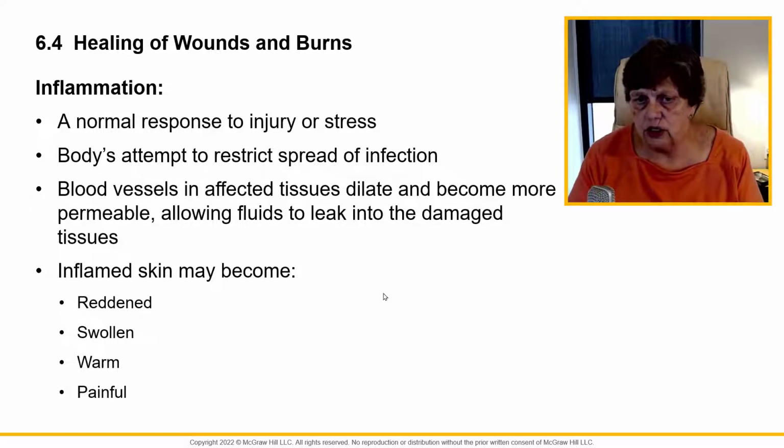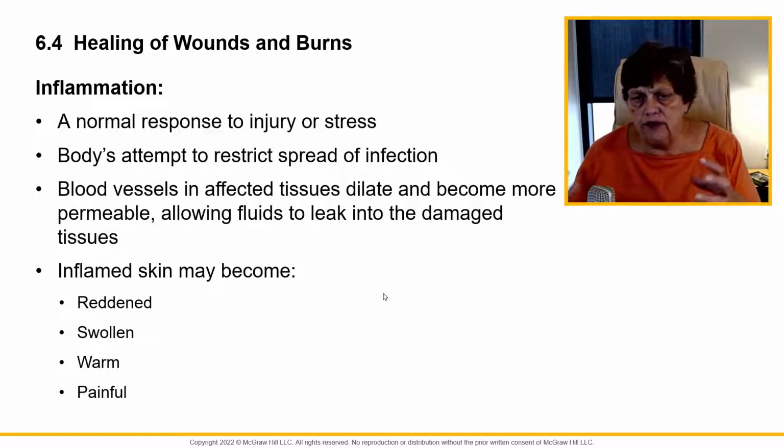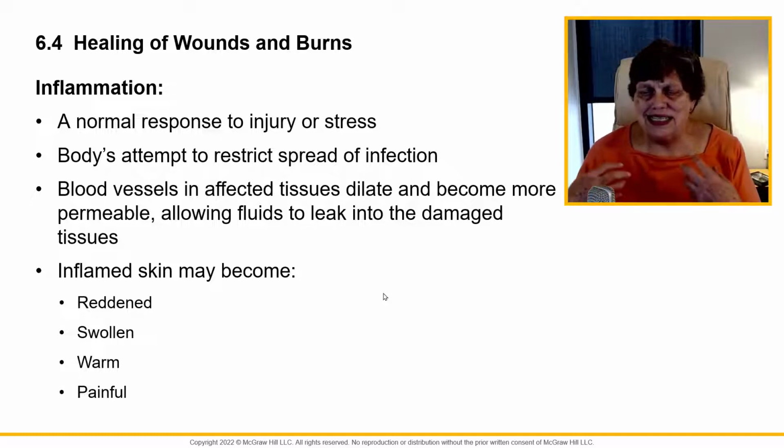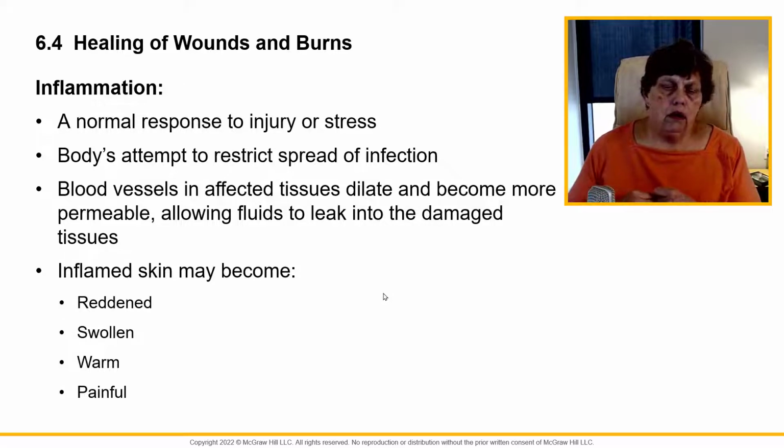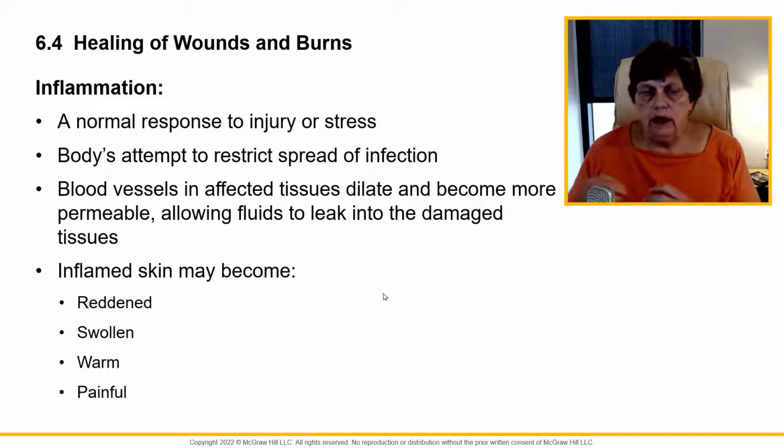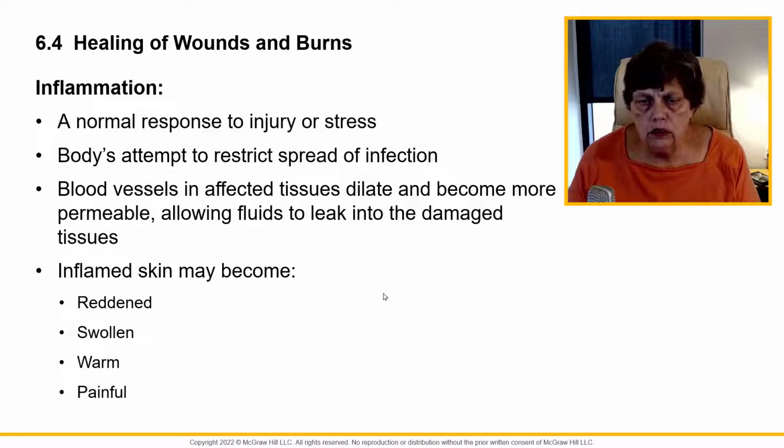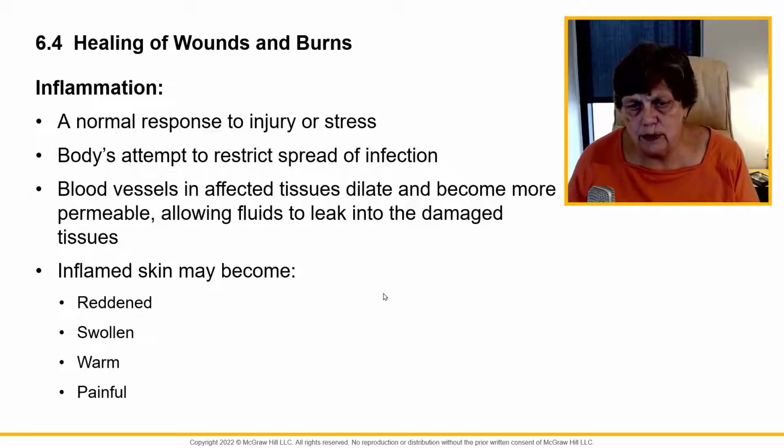spread of infection. So what happens is the blood vessels in the infected area dilate, they become more permeable, there are white cells, we'll talk about them in AP2, that actually move out of the blood vessels and go into the surrounding tissues, into the damaged tissues. And basically what we're doing is leaking the fluids and the cells into that damaged tissue.